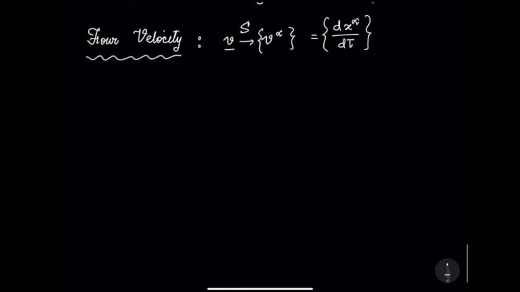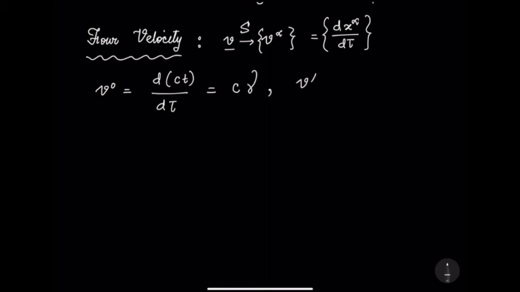Quick look at its components. So what is V0? V0 is d of ct by d tau, and that will take a c out, and dt by d tau, if you calculate, is gamma, and gamma is 1 by root over 1 minus v square by c square. I guess that you are already familiar with that.